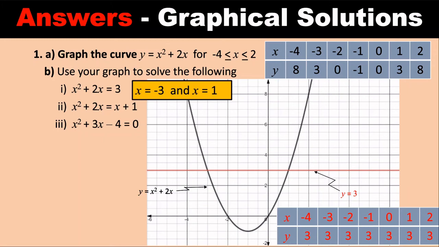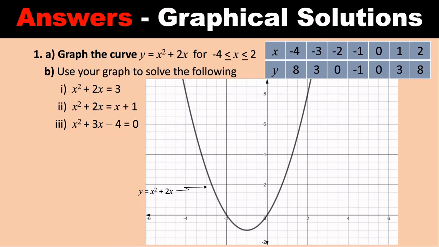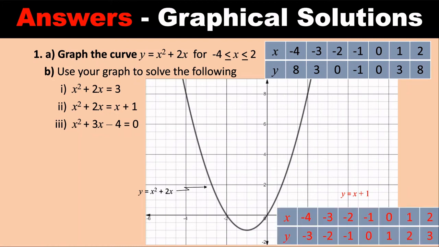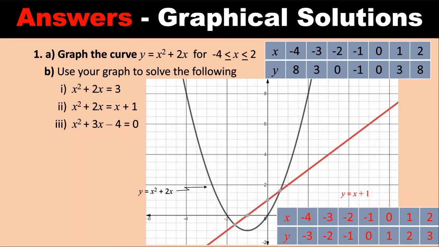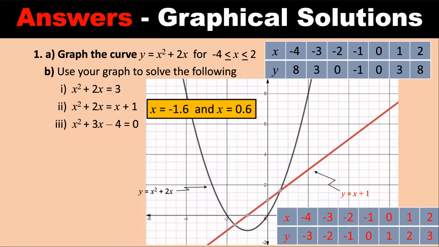For question II, we're showing where the curve x squared plus 2x is equal to the line x plus 1. So no algebraic rearranging was necessary, but you needed to graph the line y equals x plus 1. A table of values might have been helpful for that. And you can plot your points and draw that line and see that it crosses the curve in 2 places. So we've got 2 solutions here, although you would have had to estimate them. So if your answers are not exactly -1.6 and 0.6, make sure that they're at least close to these values.